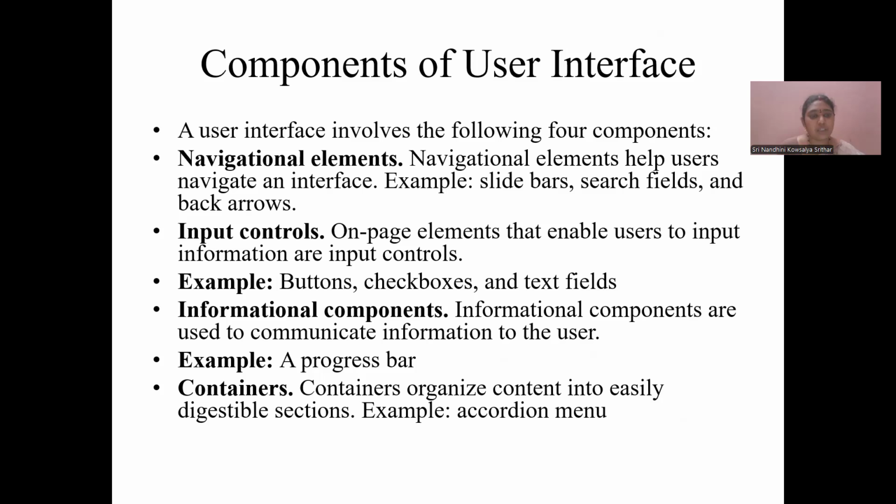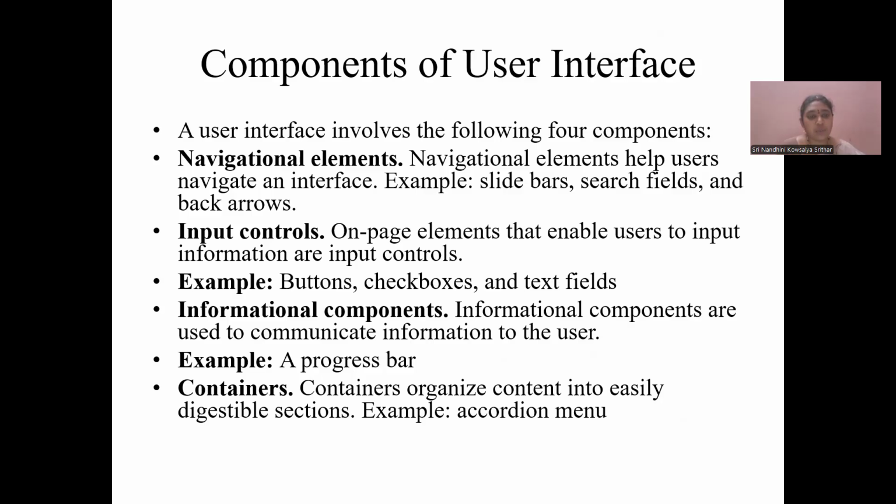Next, we are going to see the components of a user interface. Here we have four basic components of user interface. First one is navigational elements. Navigational elements help the user to interact between the website or an application from one page to another page, or up to down. For example, navigation elements are like slide bars, search fields, and back arrows. For navigational purposes, we are using back and front arrows.